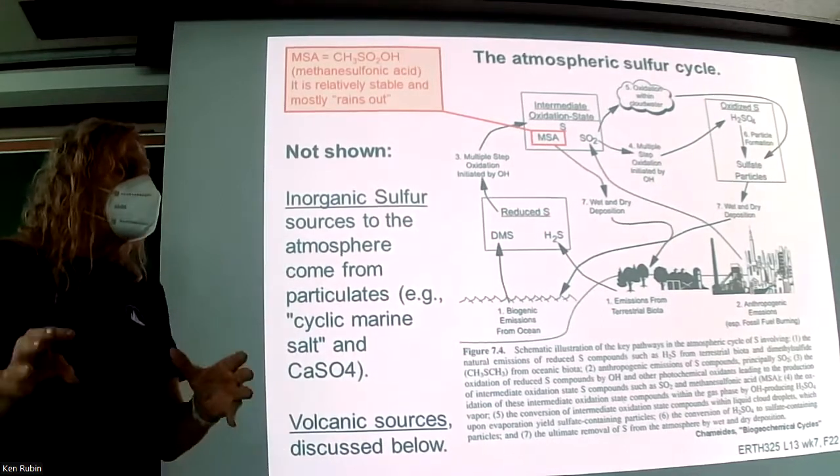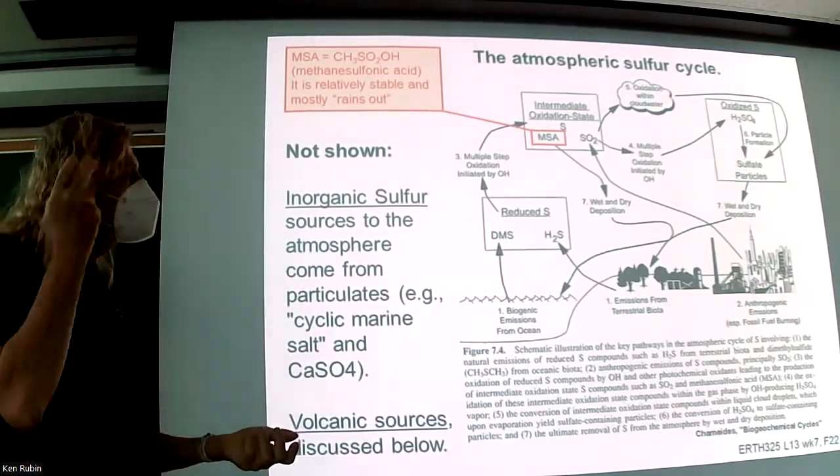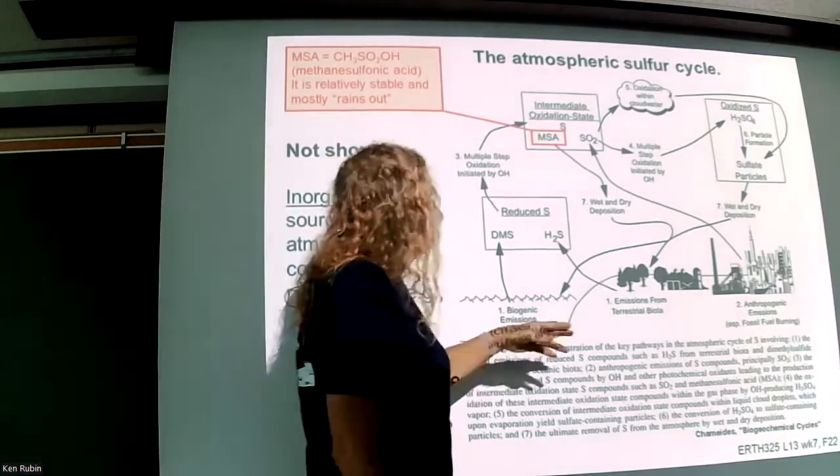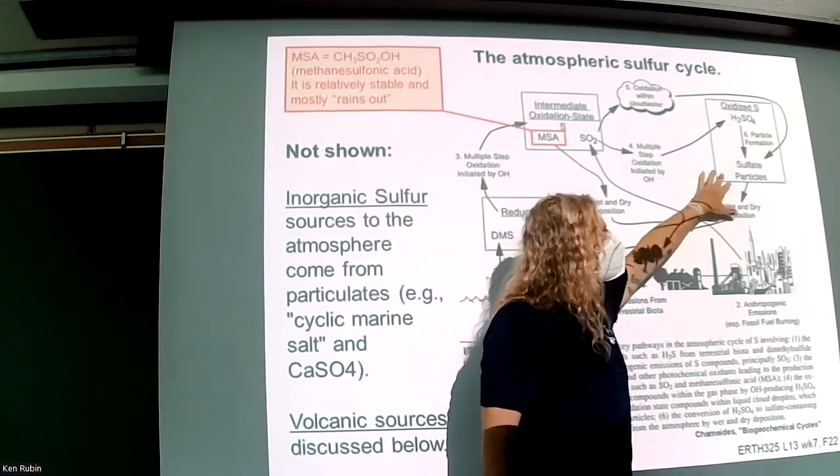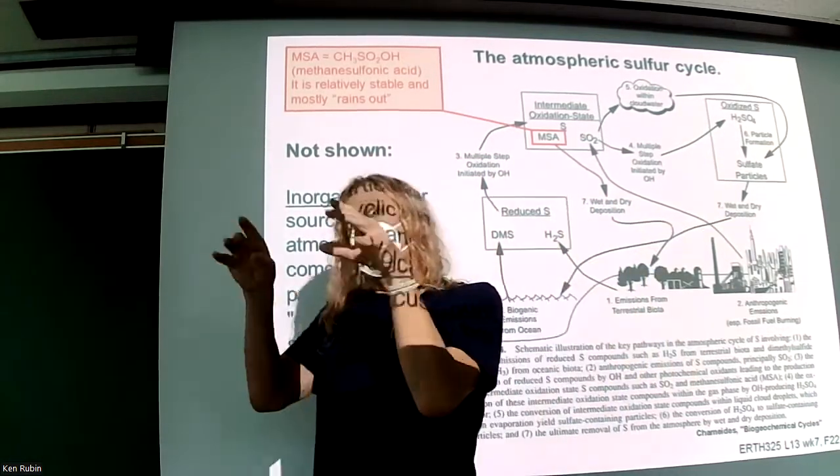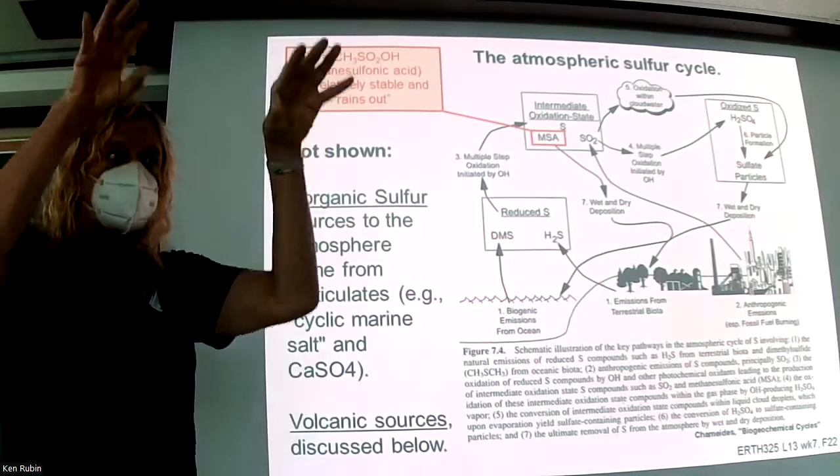Now in a dry atmosphere, think like Southern California where there isn't very much rain, much of the oxidized sulfur comes back to the land surface, not dissolved in water, but as what we call sulfate aerosols, so dry particulates.